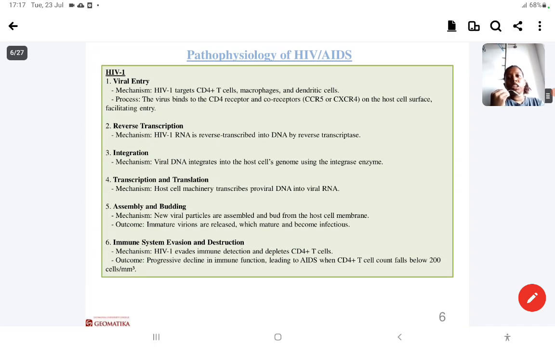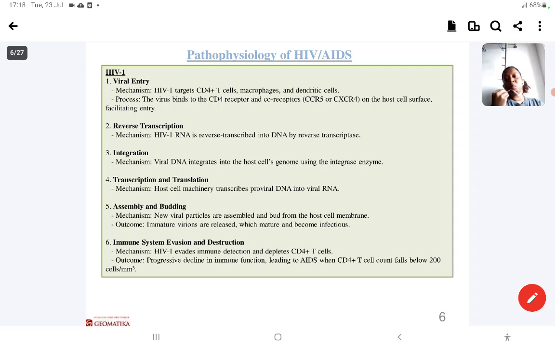Okay, this one is the pathophysiology of HIV and AIDS. First, we discuss HIV-1. It starts from viral entry. The mechanism is that HIV-1 targets CD4 T cells, and also macrophages and dendritic cells. The process is that the virus binds to the CD4 receptor and a co-receptor, which is CCR5 or CXCR4, on the host cell surface, facilitating the entry.